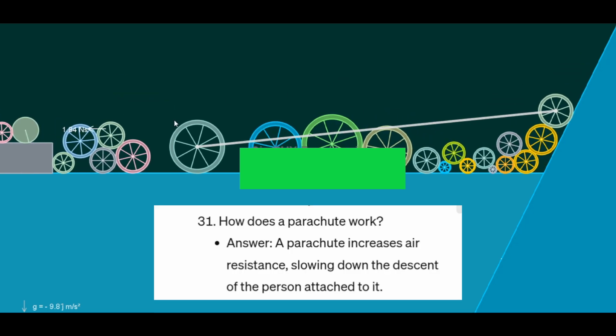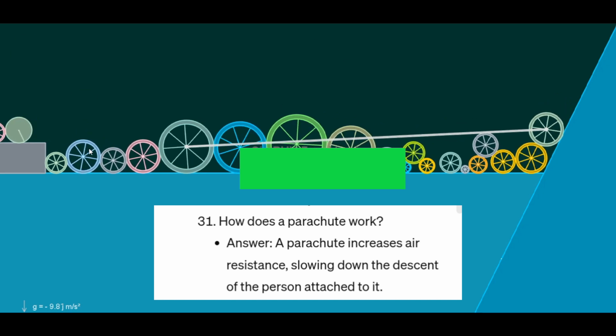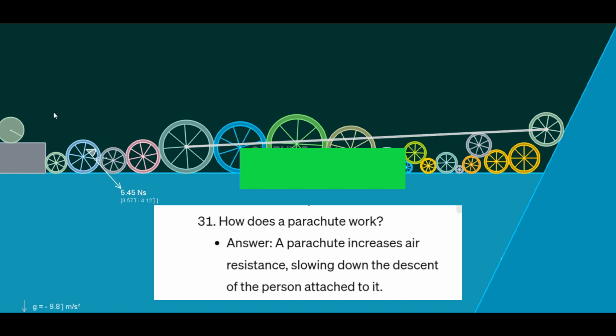How does a parachute work? Answer: a parachute increases air resistance, slowing down the descent of the person attached to it.